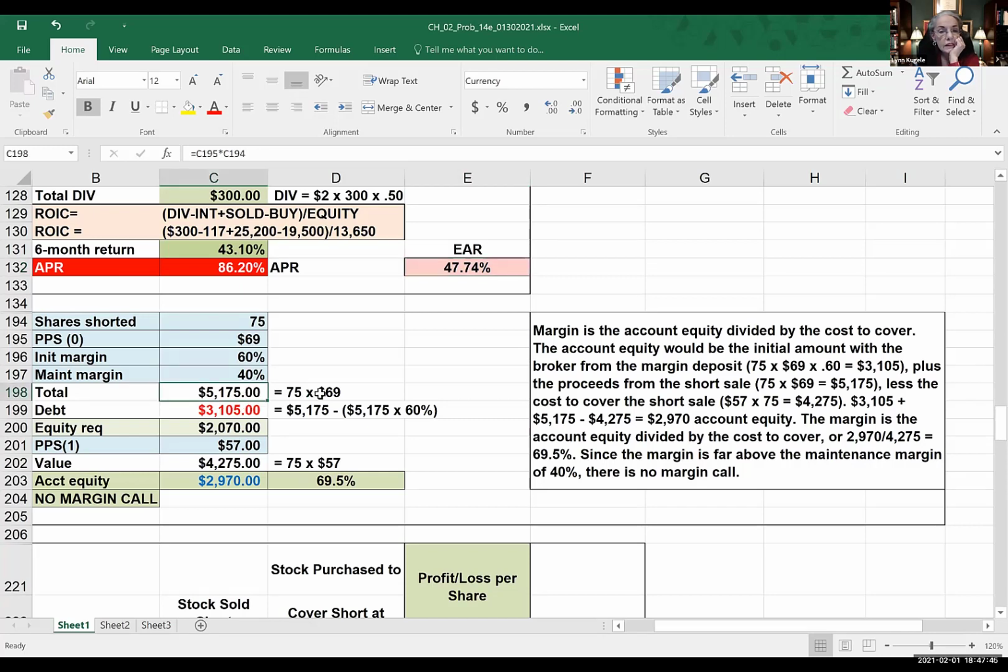Total purchase, 75 times $69. 60% of that. His debt is 3105. His equity is 2070. If the price falls from 69 to 57, the value is going to be 4275. So his account equity is going to fall to 2970. He's not going to get a margin call. He's at 69, maintenance margin is 40.